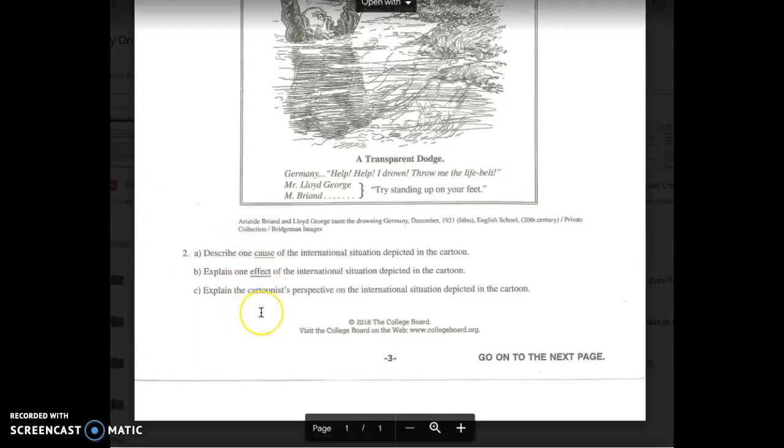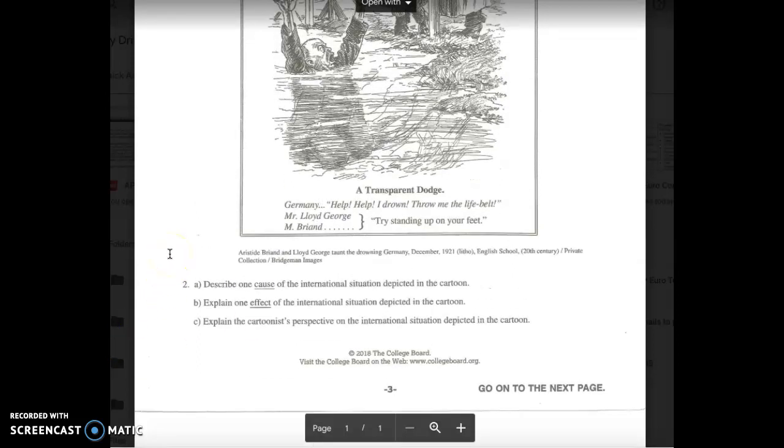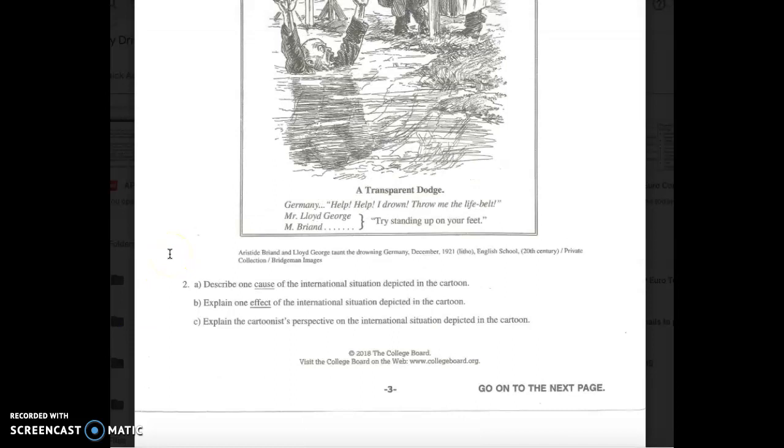So again, that is a great answer for Part C, giving the cartoonist's perspective, and the cartoonist obviously is British, and so they are going to have a bias portraying the British in a certain way. So I hope this example helps you understand the format of an SAQ and how you are expected to write it. Remember your ACE strategy. You can ACE each part to get full credit.